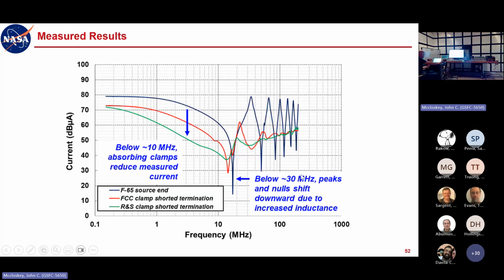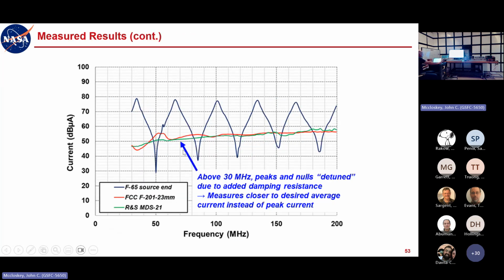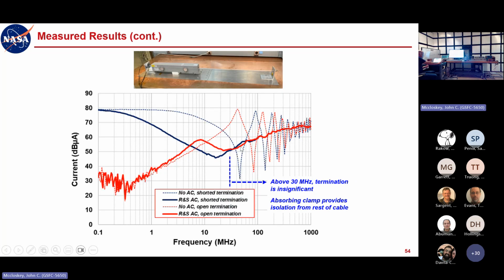So this is kind of the summary shot there, and it really is most effective above 30 megahertz. That's where the inserted impedance is more resistive, where it's actually absorbing. So it's dampening out these peaks and valleys and giving you more of an average current reading, basically a more representative reading of the inherent emissions coming out of the EUT that are less dependent on the specific cable lay.